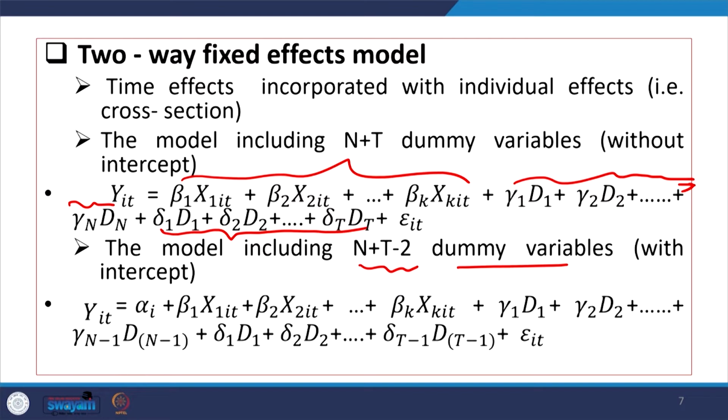If we do not have the intercept term, then it will simply be n plus t dummies, because the intercept term is not there. This equation is without the intercept term. So in this equation the dummy variables are n minus 1 and t minus 1, that is n plus t minus 2 dummies, and accordingly we have captured each of the differences. So this is called the two-way fixed effect model.